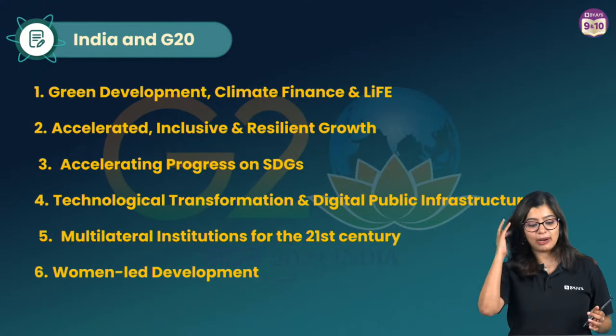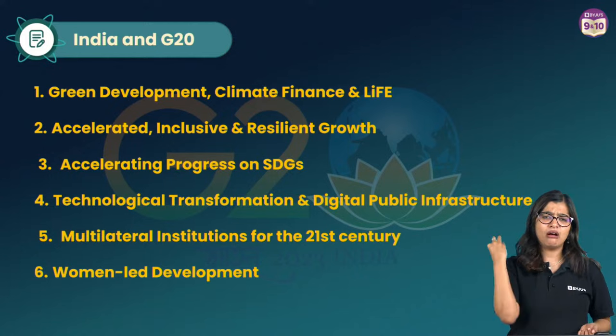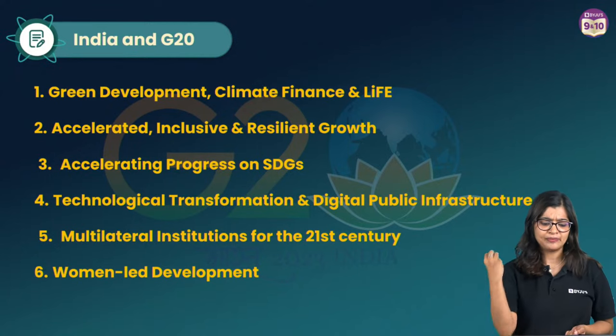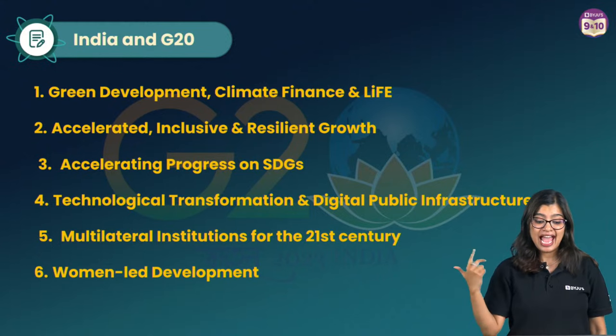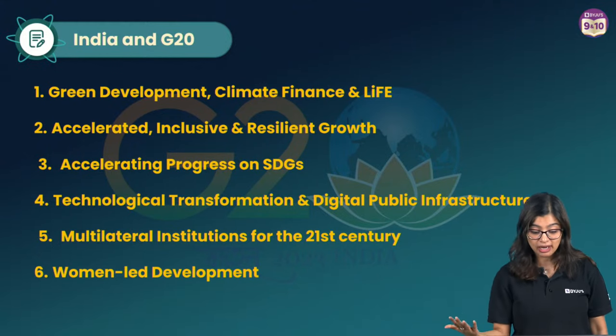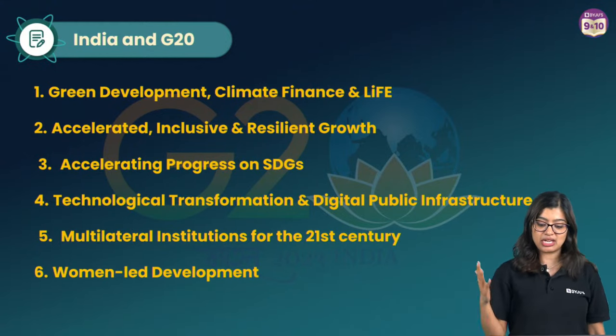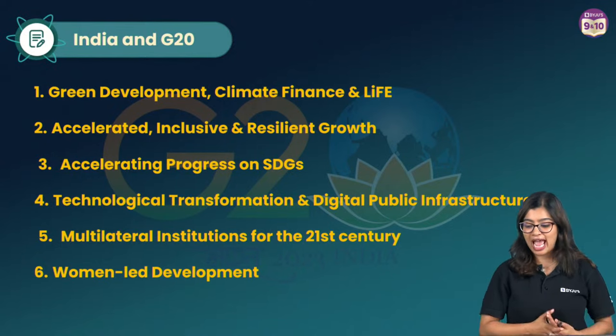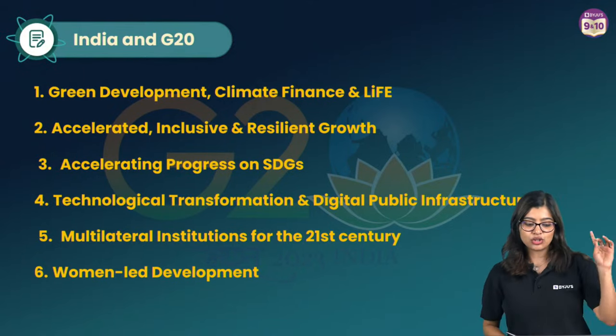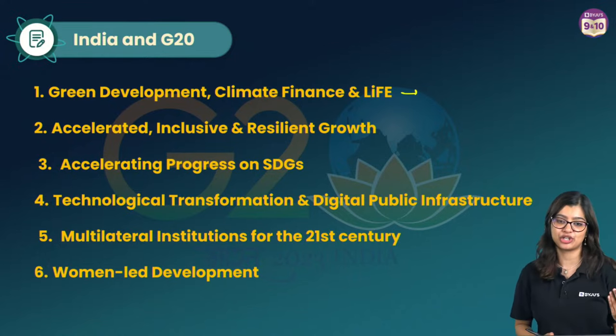So what did they talk about? Some of the broad pointers that were discussed were green development, accelerated, inclusive, resilient growth, accelerating progress on sustainable developmental goals, technological transformation and digital public infrastructure, multilateral institutions and women-led development. So the first point is on climate change, right?